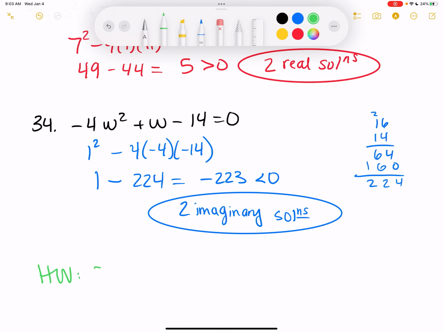The problems are 5, 9, 19, 31, 33, 36. Hold on. Pause. 31, 33. Oh, yeah, 36. Okay. And 43. That's the only one I'm going to give you from the solve using any method section.